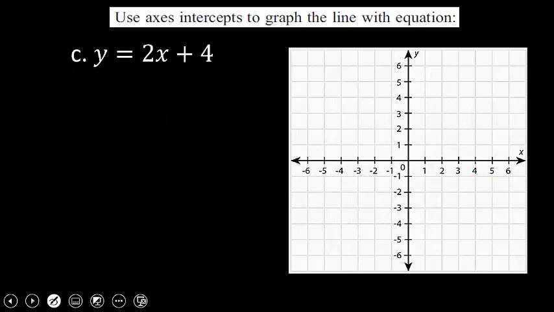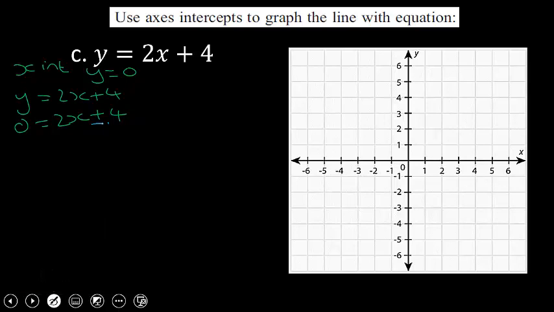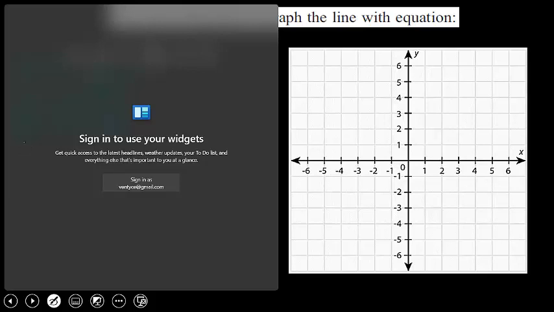Question C, y equals 2x plus 4. So if I did my x-intercept, I know that y equals 0. So I say y equals 2x plus 4. 0 equals 2x plus 4. I'm going to move the plus 4 to the other side, so minus 4 on both sides.